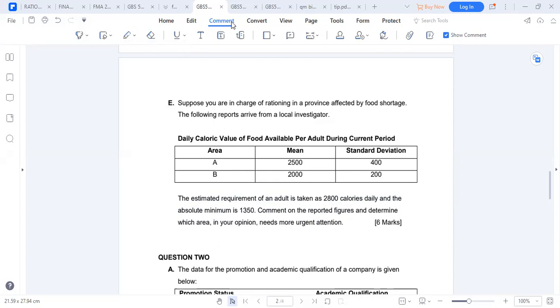Coefficient of variation is simply given as follows: the standard deviation over the mean times 100. Standard deviation over the mean times 100. So give me the CV for each of them. Quickly calculate that, the coefficient of variation for each of them.